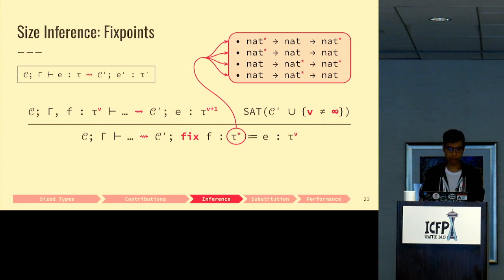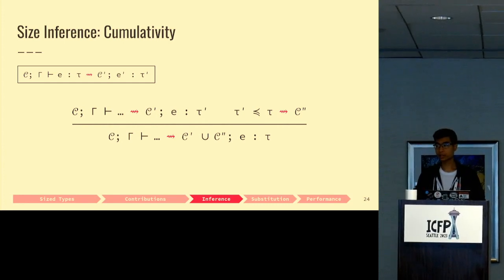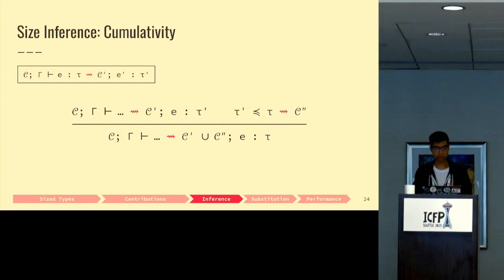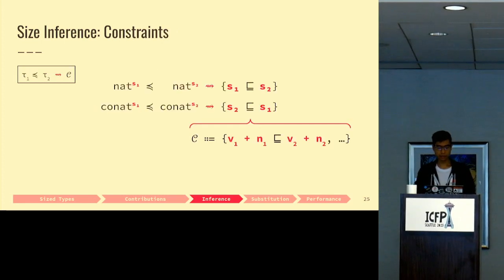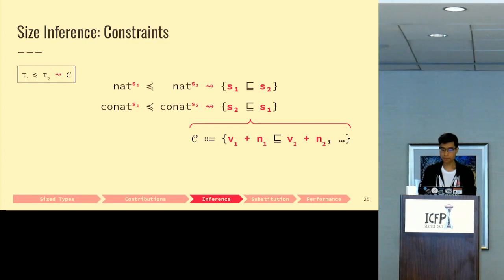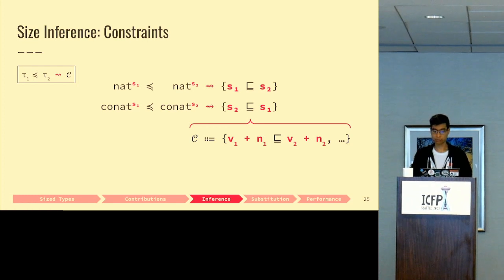So that was the fixed point rule. Another important rule to consider is the cumulativity rule, which allows a term to be typed with a supertype, and checking that subtyping relation will also generate a set of constraints. So if we look at part of the subtyping judgment, if we're given 2 inductives of size S1 and S2, we get as output the constraint that S1 must be less than or equal to S2.